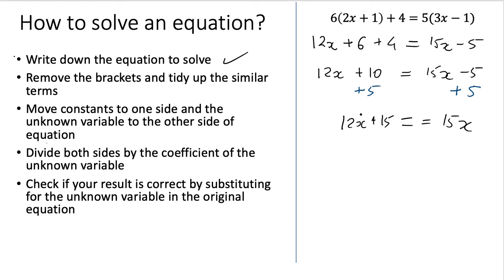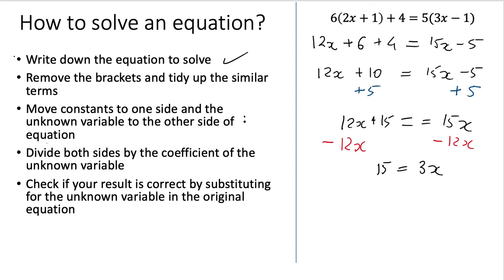My constants are here, so my unknowns are going to be on this side. And to move the unknown variable from the left-hand side to the right, I have to add the same number to both, and that number is minus 12. So I add minus 12x to the left-hand side, and I add minus 12x to the other side. 12x minus 12x is equal to 0. 15x minus 12x is equal to 3x. So I have that 15 is equal to 3x.